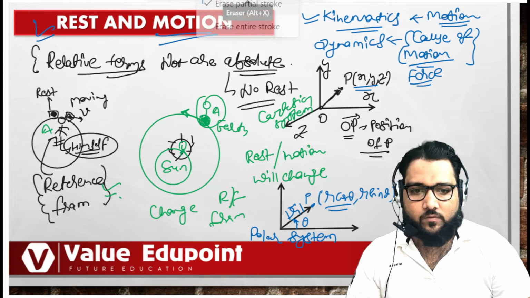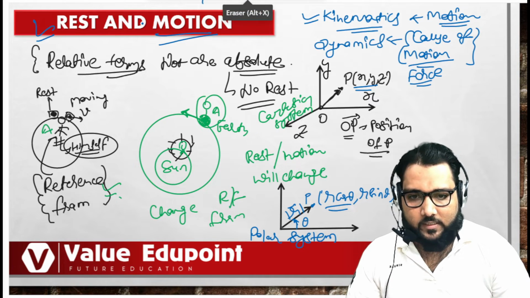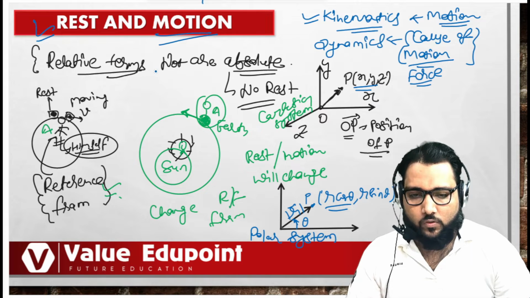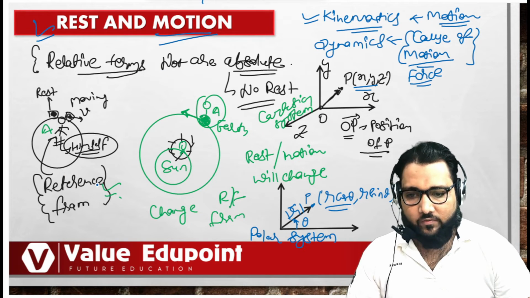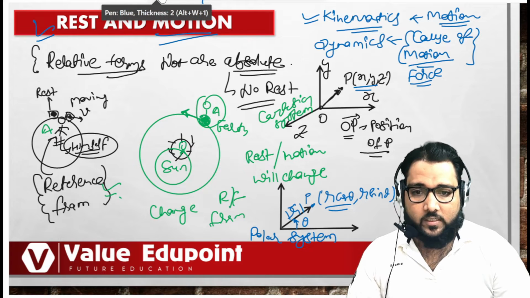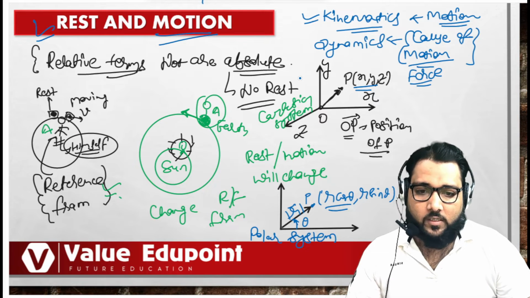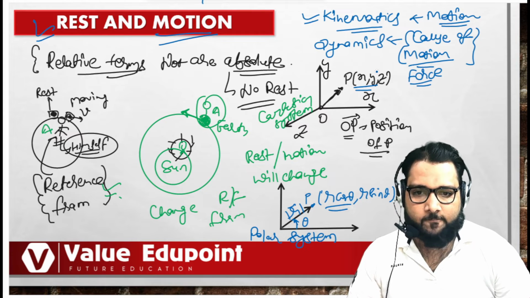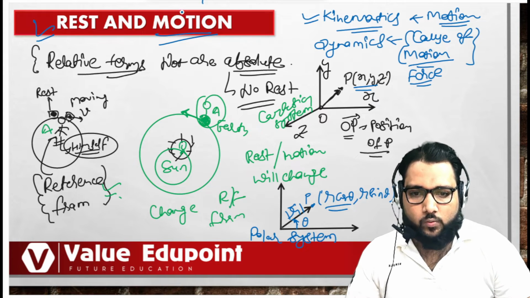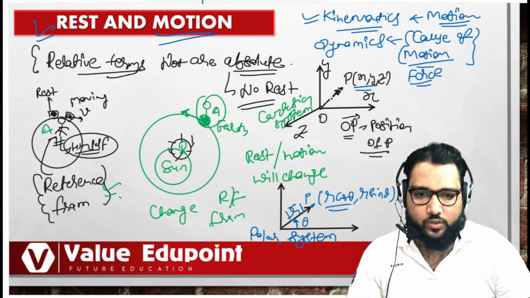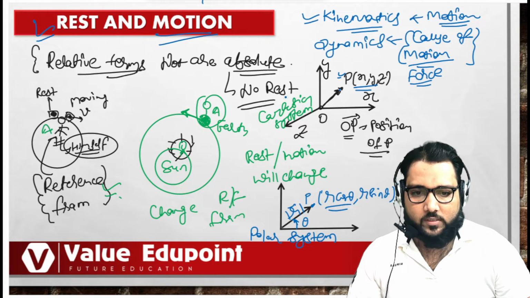So now, guys, we have understood what rest and motion are. They are relative terms, and we require a frame of reference to define whether an object is moving or at rest. Is it okay, guys? You also understand the position in a reference frame, and the coordinates of this position in the polar system and the Cartesian system.